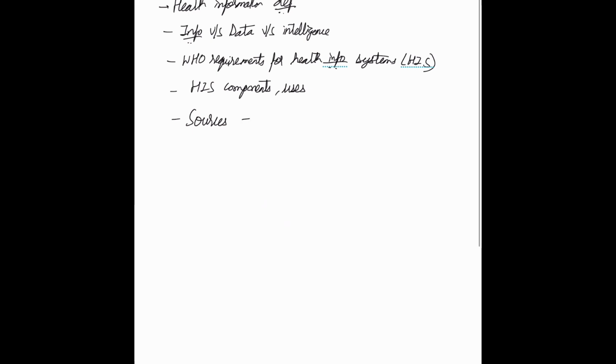So today we'll be doing the chapter Health Information and Basic Medical Statistics. So we first see the definition of health information, and then we see information versus data versus intelligence, and then we see the WHO requirements for a health information system, which I'm gonna abbreviate as HIS. And then we see the components of HIS and the uses of health information. And then we see the various sources of health information.